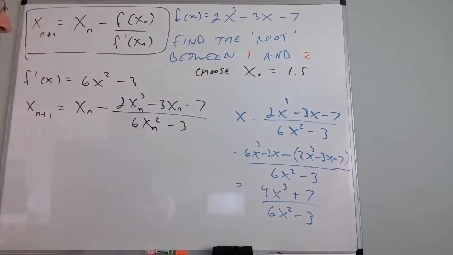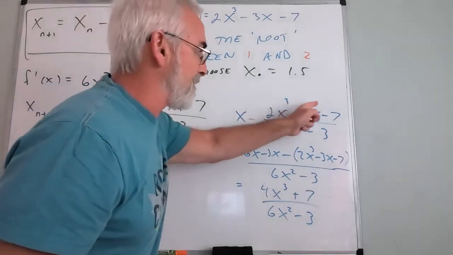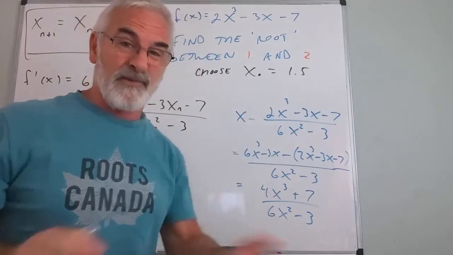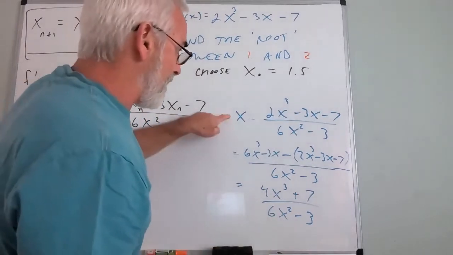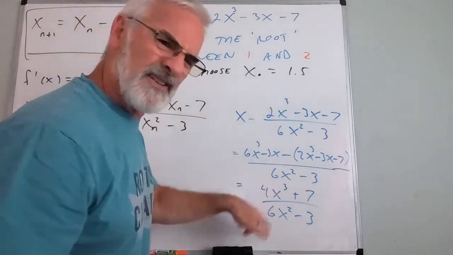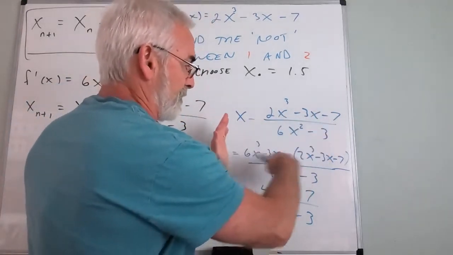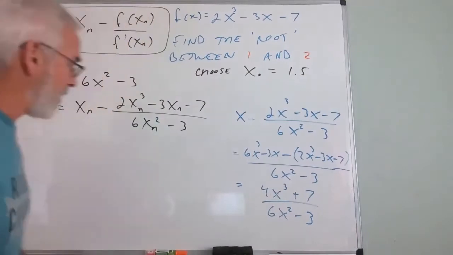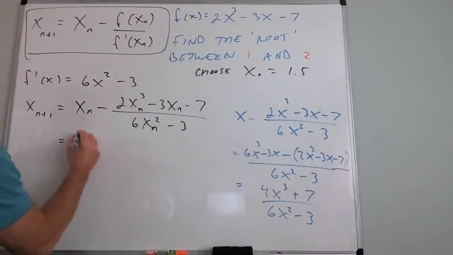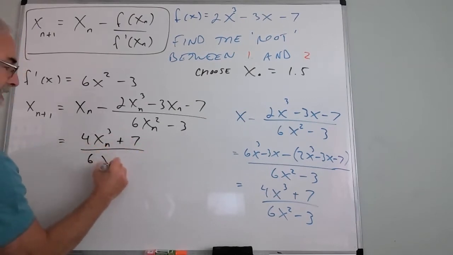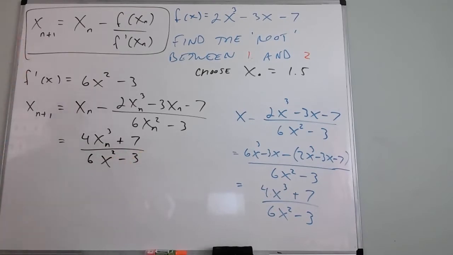So this problem right here, where I have exactly 4 different places where I have to insert my x value, I don't care how good your calculator is, that's a lot of parentheses and a lot of stuff. This reduces to this. This is a lot simpler. I'd rather insert my numbers into here. Now, always be very careful if you're going to do this that you distribute correctly and that sort of thing. So this is actually equal to (4x cubed plus 7) over (6x squared minus 3). Okay, so this is the formula I'm going to use in this problem.